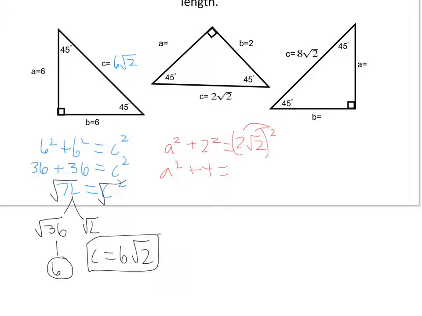So 2 squared, this one squared, is 4. 4 times the square root of 2 squared is just the number under the radical, just 2, because the square root and the squared symbol cancel out. So I end up getting a squared plus 4 equals 8. Subtract 4, and get a squared is equal to 4. Take the square root, so a is equal to 2.